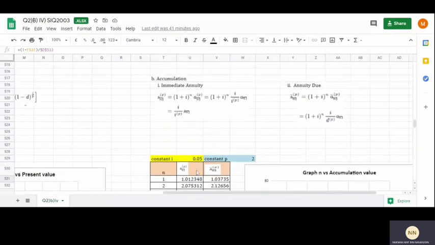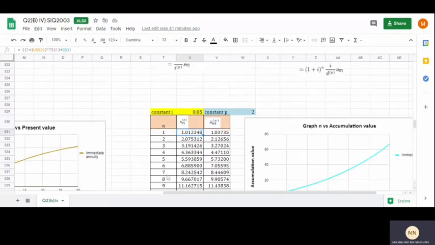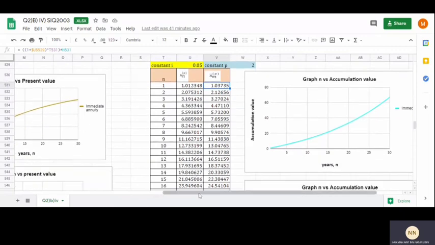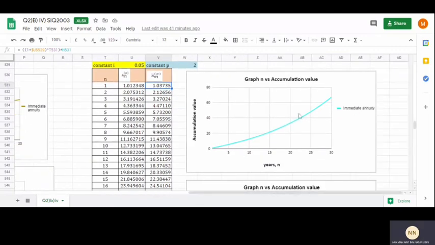And then we calculate the value for the immediate annuity. We use this formula and substitute n equals 1 until n equals 30. Then we continue with calculating the annuity due. We use this formula and plug in n equals 1 until n equals 30. Then we transform it into the form of a graph.